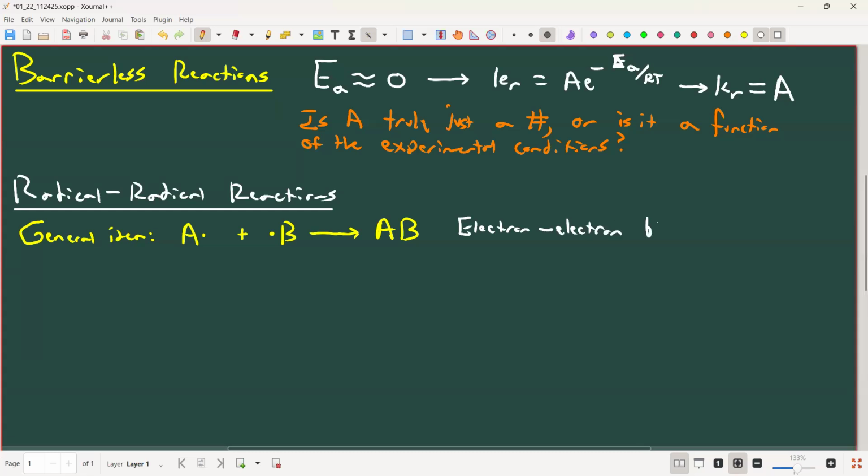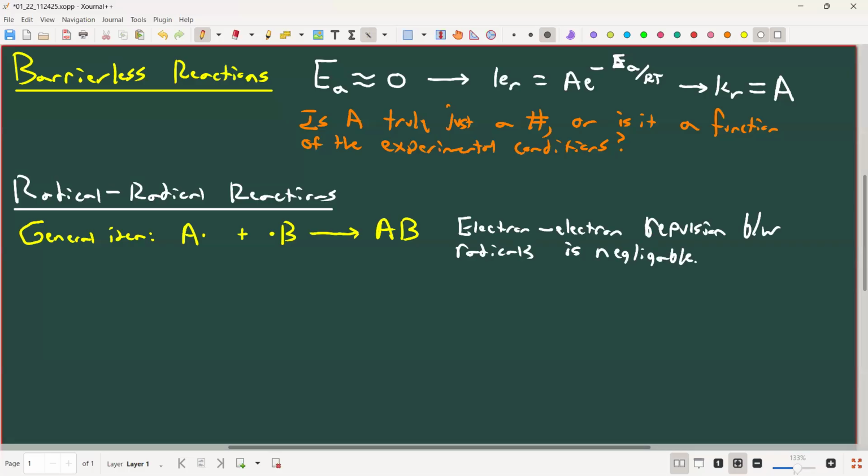repulsion between radicals is negligible. And there's a good reason for that. Electrons have a charge, -1, but they also have another property called spin. Electrons have what we call a spin angular momentum. In some sense we call them up electrons and down electrons, right? You remember when you do those electron configurations in Gen Chem, you pair an up electron with a down one, up arrow, down arrow. These correspond to this spin property of the electrons.